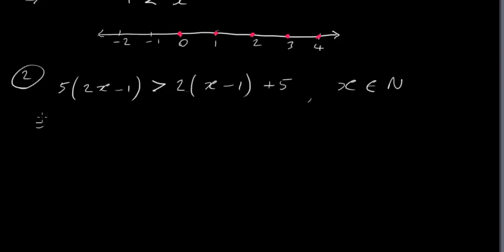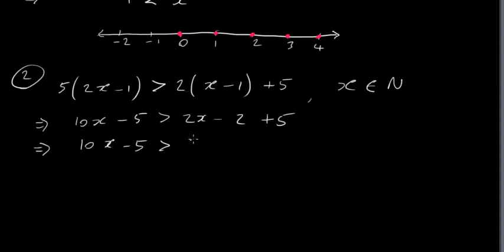So again, we do the usual. Multiply 5 by 2x here. We get 10x minus 5 greater than 2 times x, 2x minus 2 plus 5. Okay, so let's see, do I have that right? 2 5's 10, 5, 2x minus 2 plus 5. Okay, so now what I'm going to do is I'll just add these two first of all. So I've got 10x minus 5 greater than 2x minus 2 plus 5 is plus 3.